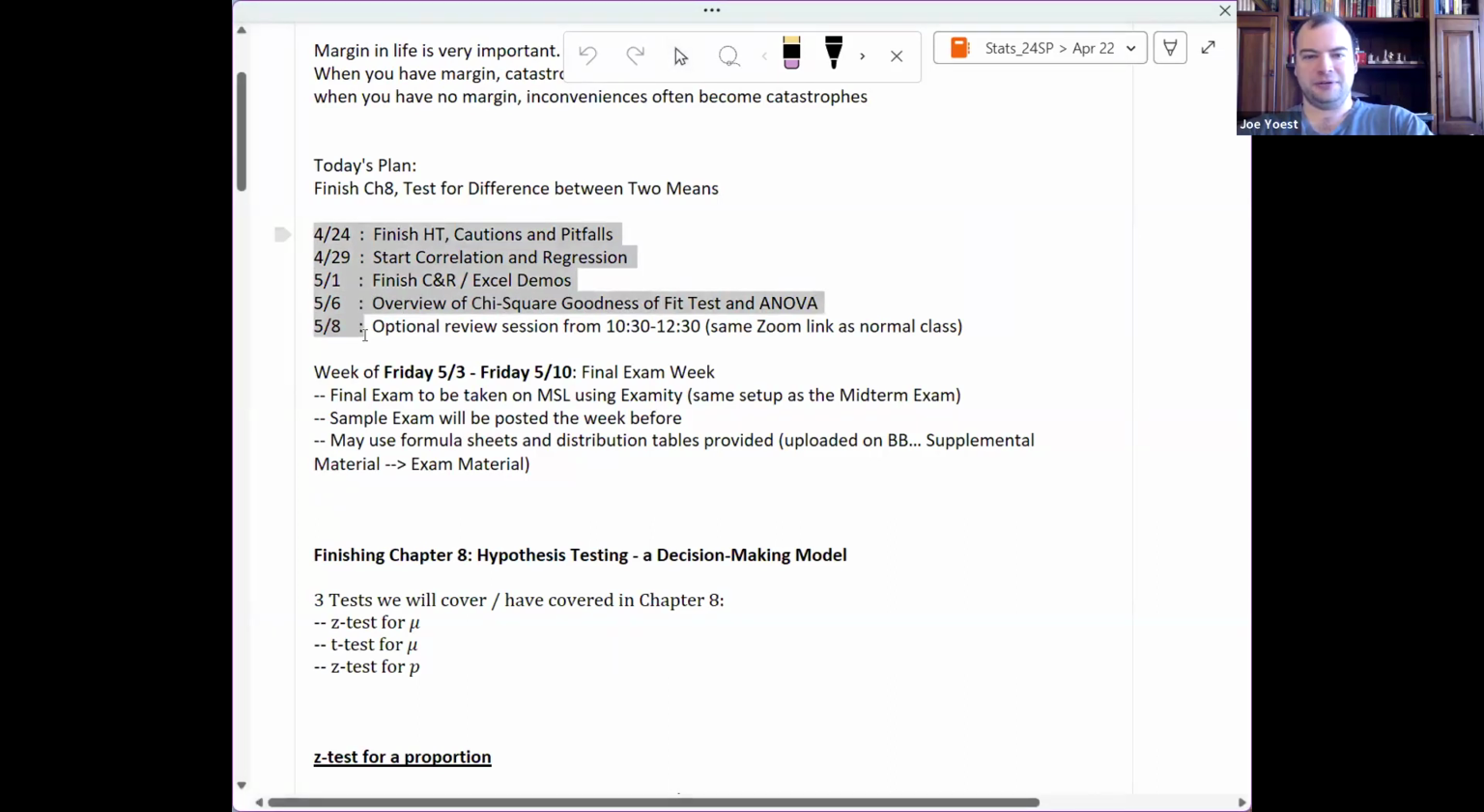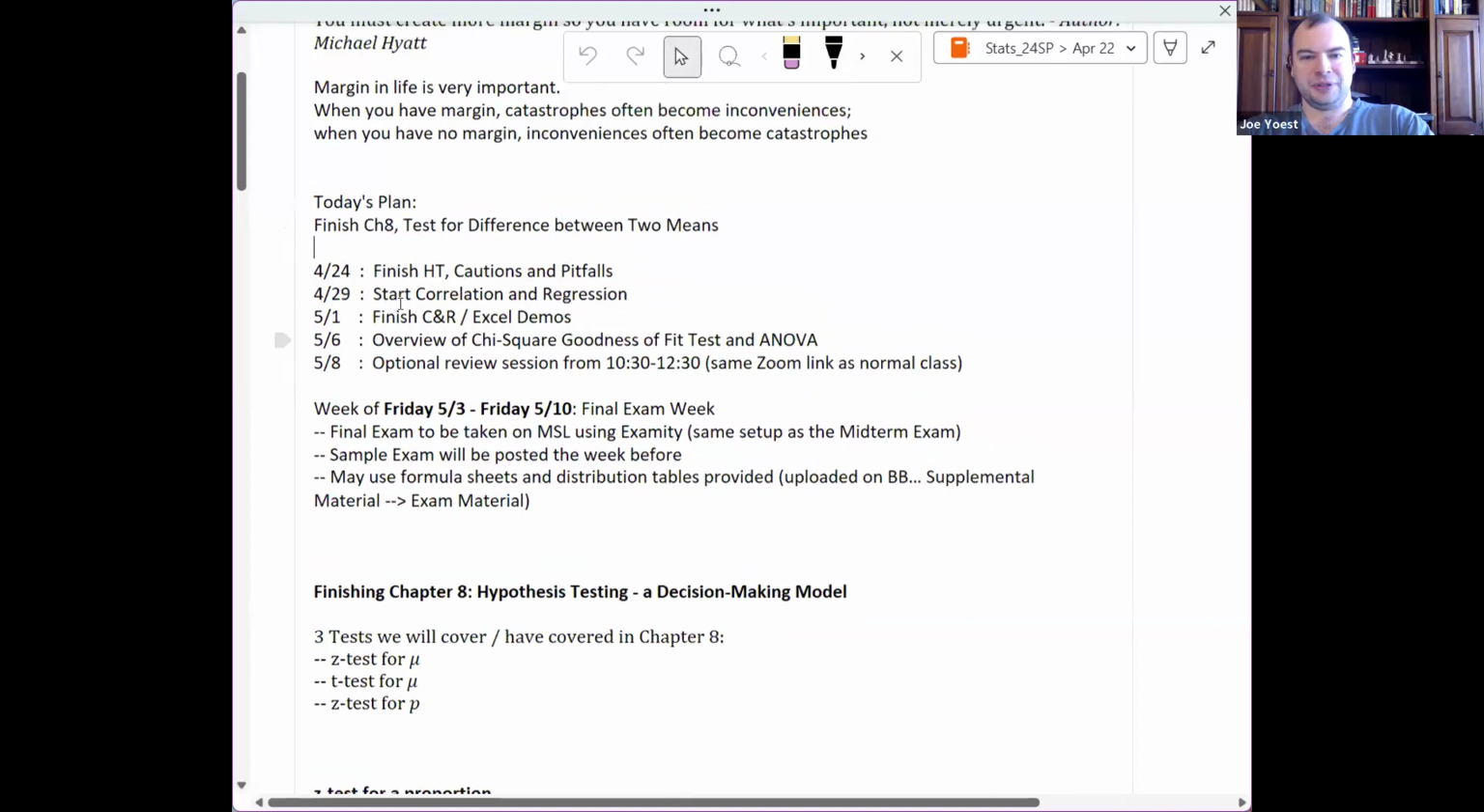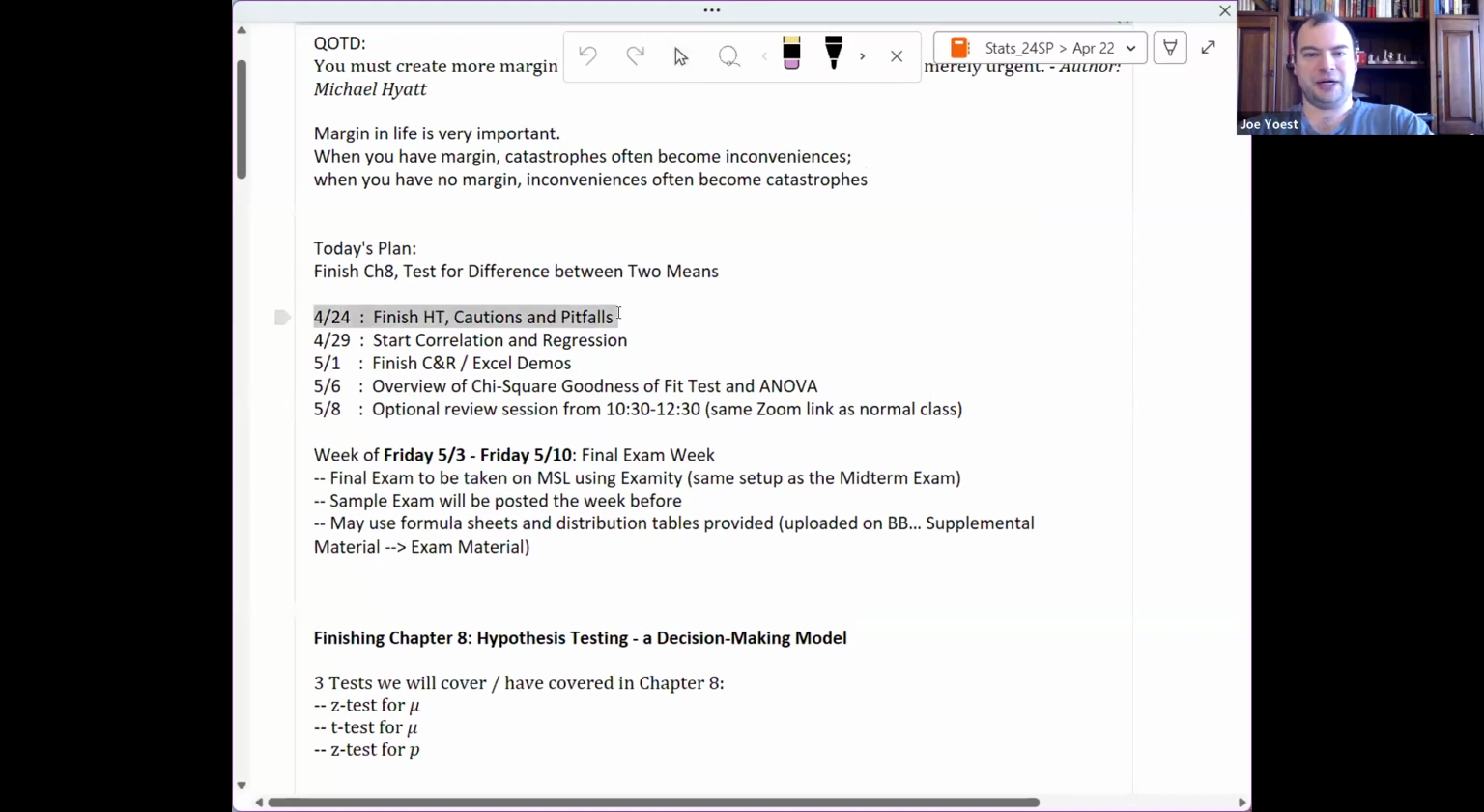Yeah, so the plan for the next few days is to finish up hypothesis testing, cautions and pitfalls, the PowerPoint presentation next class, possibly start correlation regression next class, or at the very latest start at the class after. So that would be a week from today, Monday the 29th. Finish correlation and regression and go through some Excel demos.